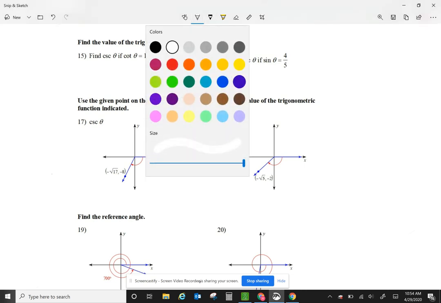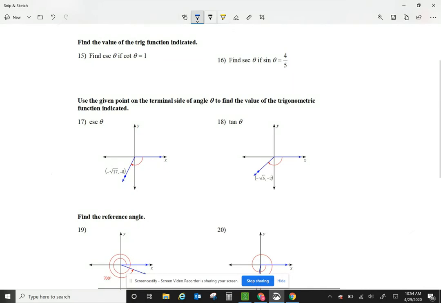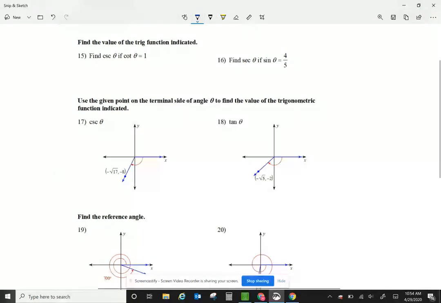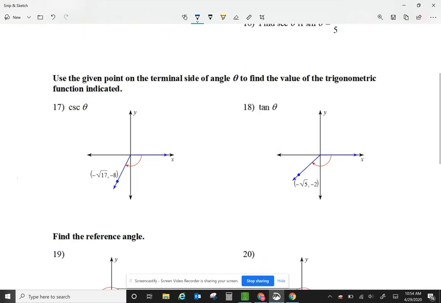This coming Friday, we're going to have a test. Unit 11, let me break it down into 2 days for the review. So let's review the first part. Find the value of the trigonometric function indicated.